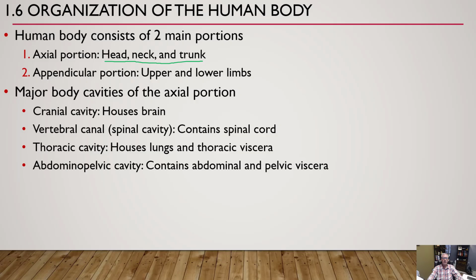Anyway, but we also have cavities, and you will need to know some of the cavities as well. Your cranial cavity houses your brain. Your vertebral cavity, or your vertebral canal, or your spinal cavity, contains your spinal cord. Your thoracic cavity houses your lungs and your thoracic viscera. We'll talk about what all these mean later on. Abdominopelvic cavity contains your abdominal and your pelvic viscera. We'll talk about what viscera means.